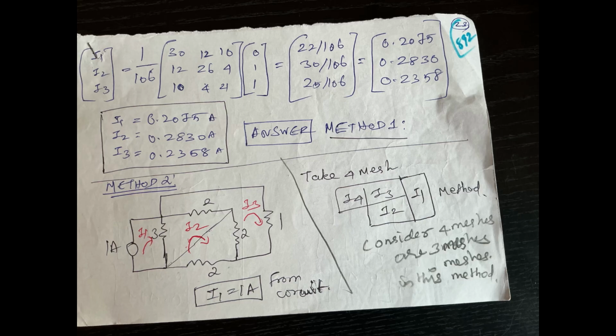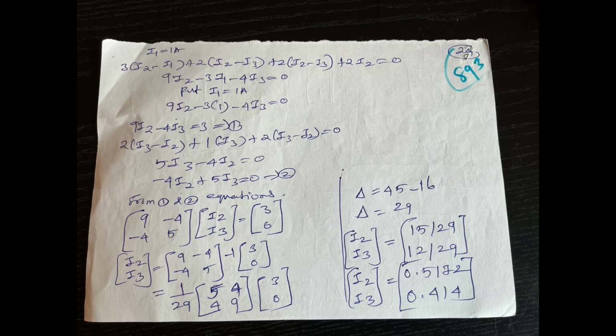So 2 into I2. In that equation, put I1 as 1 ampere. So we obtain the second equation: minus 4I2 plus 5I3 is 0. That is the mesh method; we obtain those equations.